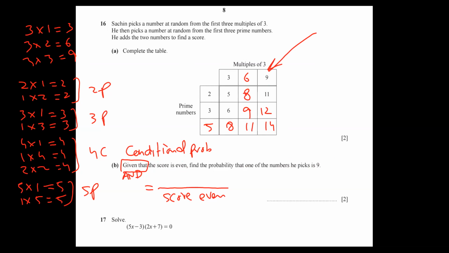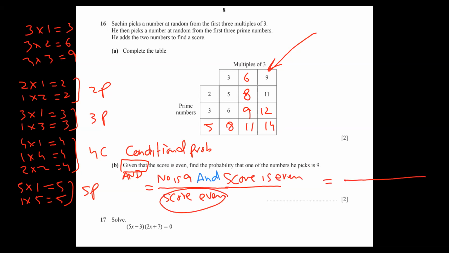I repeat, find the probability that one of the numbers he picks is 9 and the score is even. So it means in the column of 9, how many even numbers come? 2 times only. So it means the number is 9. I'm writing "and" in the middle. And the score is even number. Score is even.